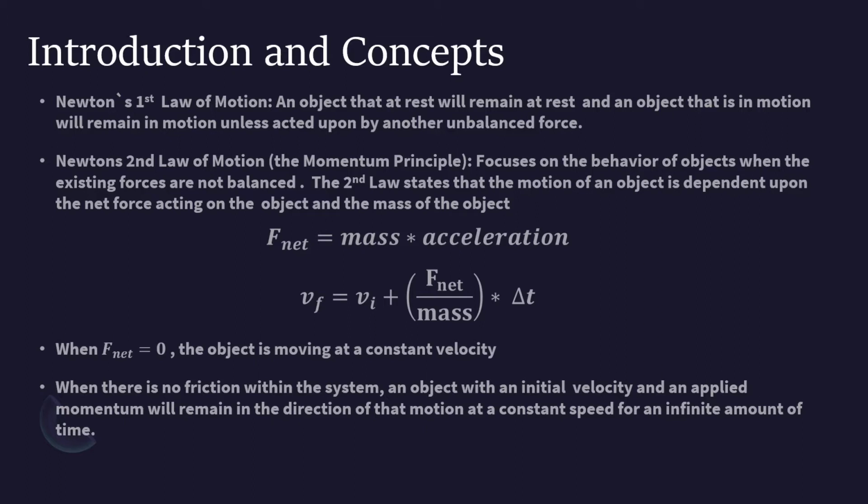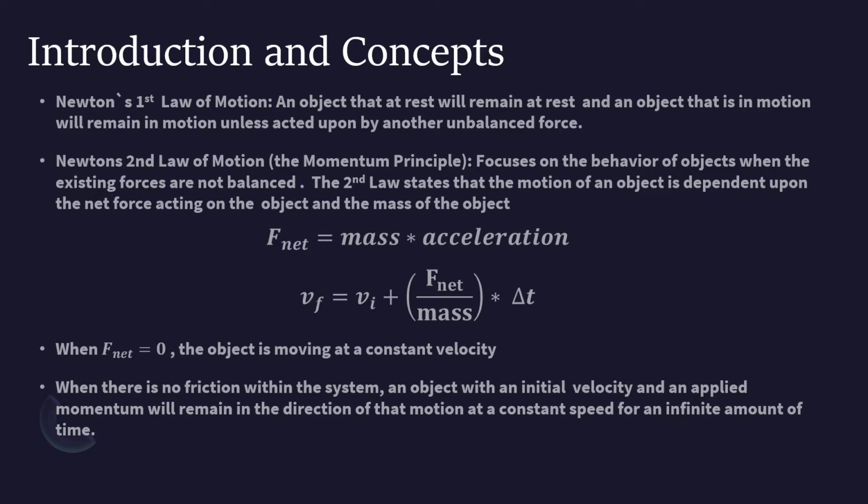Newton's second law of motion, also known as the momentum principle, focuses on the behavior of objects when the existing forces are not balanced, and states that the motion of an object is dependent upon the net force acting on the object and the mass of the object. The common formula that shows this is F equals ma, where F net represents the total force, m equals the mass, and a equals the acceleration.